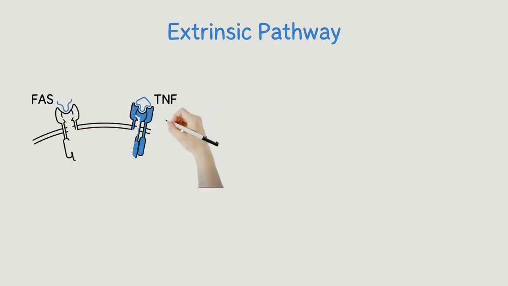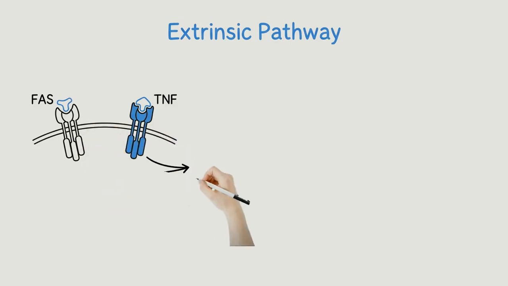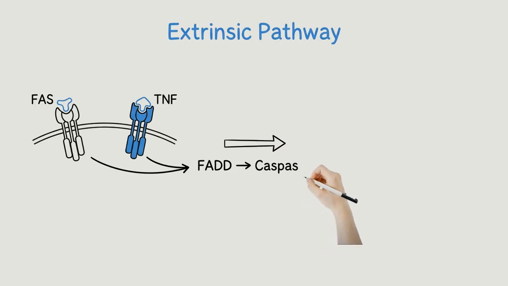The extrinsic pathway is death receptor-driven. External signals activate receptors on the cell surface. The two classic examples are Fas ligand binding the Fas receptor and TNF-alpha binding TNFR1. These receptors recruit an adaptor protein called FADD, which activates caspase 8 directly, bypassing the mitochondria. Caspase 8 then triggers the same executioner caspase cascade.